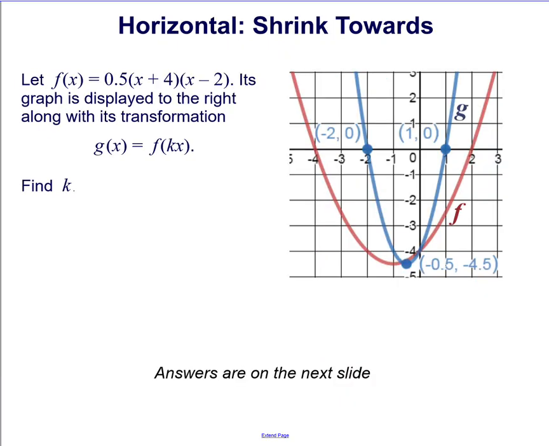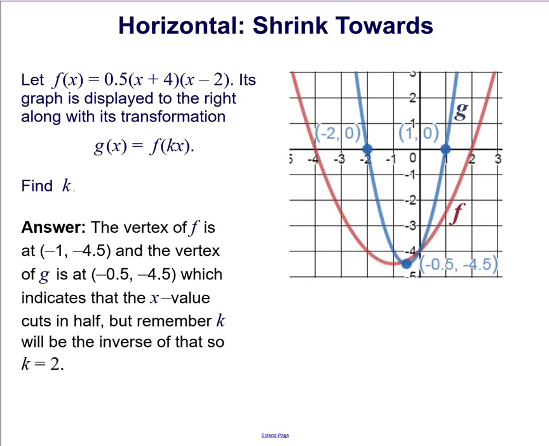Let f of x equal 0.5 times the quantity x plus 4 times the quantity x minus 2. Its graph is displayed to the right along with its transformation. g of x is equal to f of kx. We want to find k. The answer is that the vertex of f is located at (-1, -4.5), and the vertex of g is located at (-0.5, -4.5), which indicates the x value cuts in half. But remember, k will be the inverse of that, so k is equal to 2.